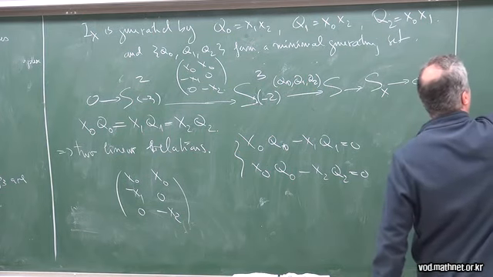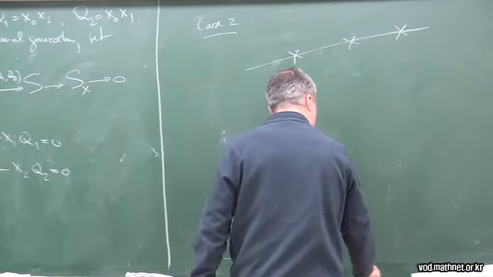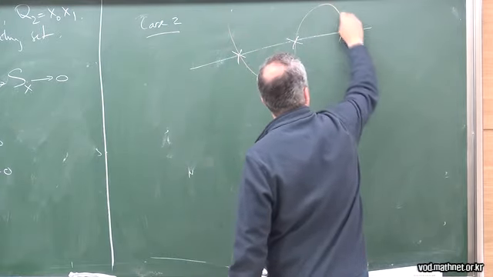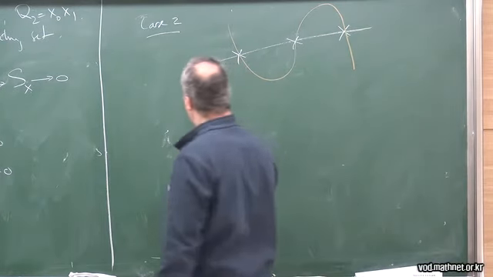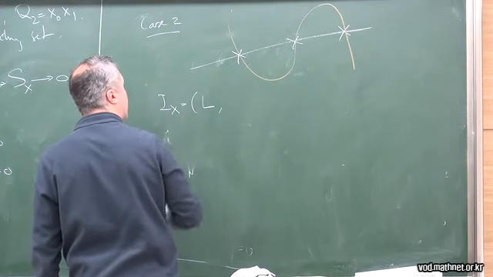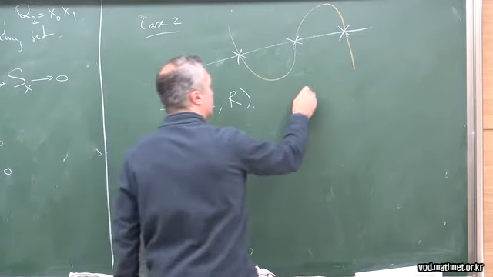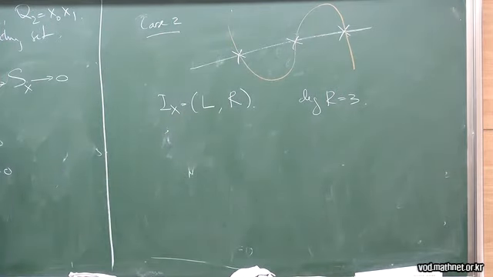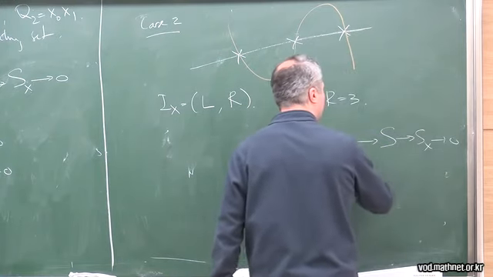So in case 2, we have the 3 points on a line, and if we want to describe the ideal, we have a cubic that passes through these 3 points, and the ideal will be generated by this linear form that defines the line and the equation of the cubic. Then the beginning of the resolution looks like that.